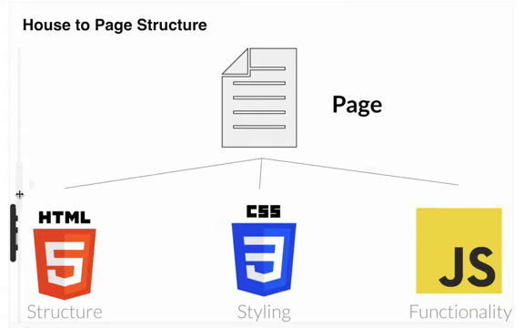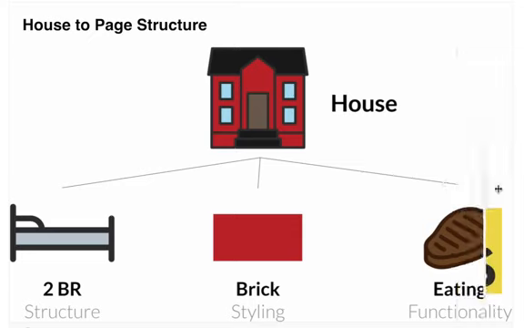Here's a great interactive diagram from codeanalogies.com. You can see we have the page, the structure, styling, and functionality. And if we move this slider, the page is like the house. So the structure, or the HTML, is like how many bedrooms or rooms there are. The CSS, the styling, is like the color of the brick here. And then the functionality, what you're doing, like eating, is the JavaScript.